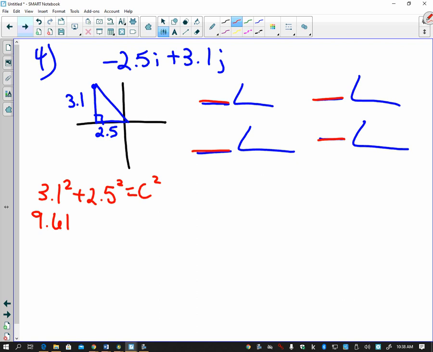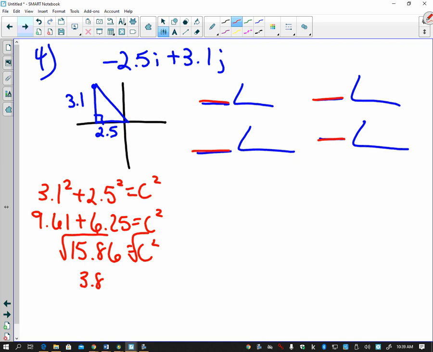All right, 3.1 squared is 9.61. 2.5 squared is probably 6.25. Okay, 9.61 plus 6.25 is 15.86 equals c squared. Square root it. Probably get like 3 point something. 3.824? Is that what you said? 3.982. All right, so we're just going to make that 3.98. Okay? So I've got a 3.98 and a 3.98.